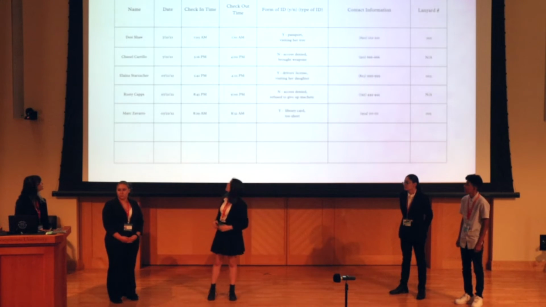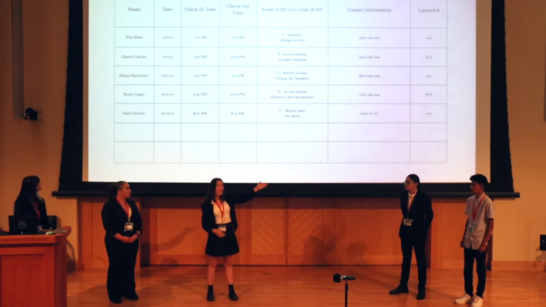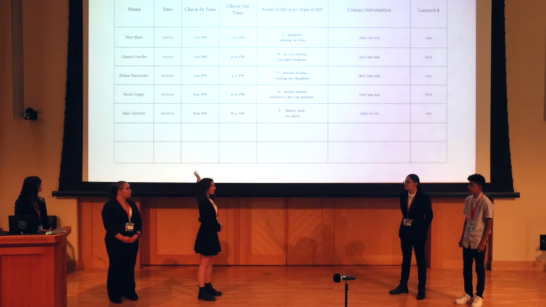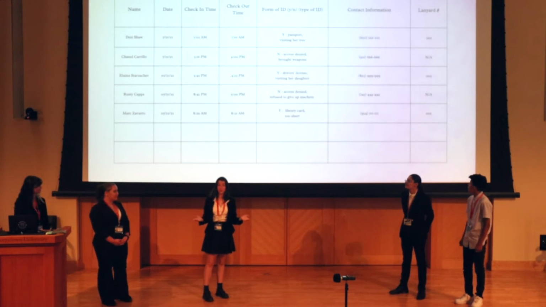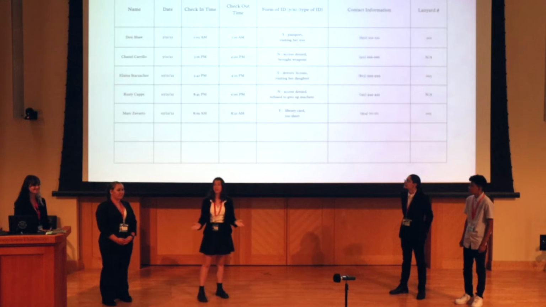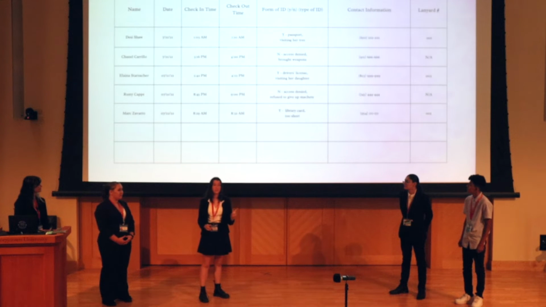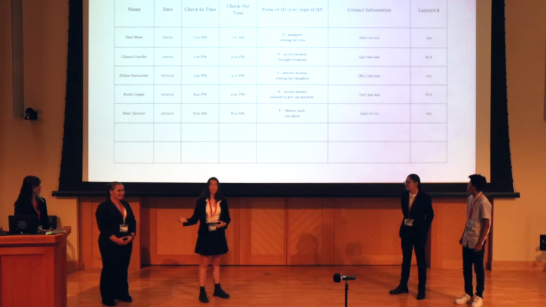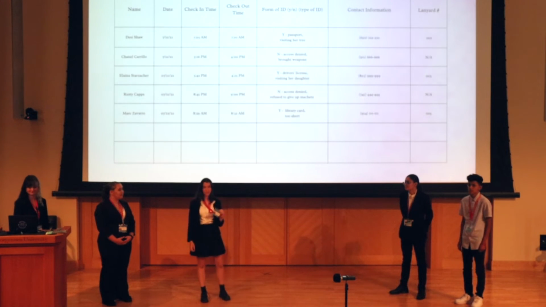So here's an example of a logbook. As you can see, we have all 7 columns listed above, and for example, we will take Rusty Caps, who decided to enter the campus yesterday, July 21st, entered at 8:45 p.m. and decided to leave at 9 p.m. He was denied access because he did not bring a form of identification and he refused to leave his machete. So we have his contact information in case we need to get local authorities involved, and he does not receive a lanyard number because he will not be entering the campus.